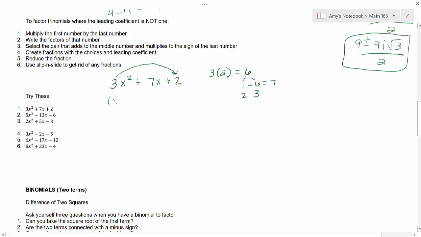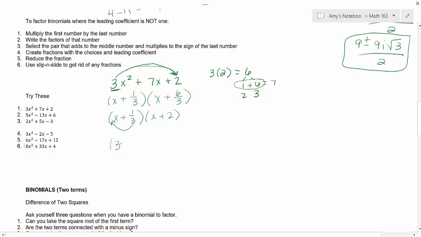Now what we want to do is we want to create fractions with our choice that we made and our leading coefficient. So your choice is going to be +1 over 3 and +6 over 3. Now that we have created our fractions, if you can reduce any of those fractions, then go ahead and do that. 6 over 3 we know is 2. And then look, we slipped 3 over here in the beginning. Now we're going to slide it back.